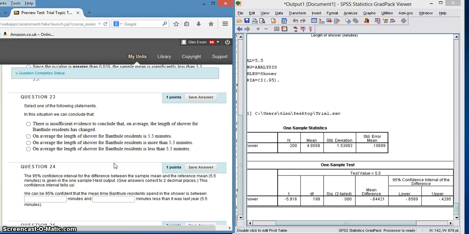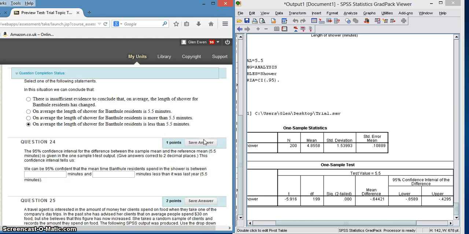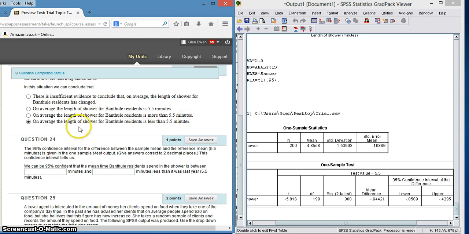Moving on to question 23. In this situation, we can conclude that on average, the length of shower for Banthil residents is 5.5 minutes. That's the one we want there. It's not insufficient. We've got evidence down here to say, yep, those scores are different. And residents is not more, it's not less. On average, the length of shower for Banthil residents is less than 5.5 minutes. Lucky we read through all the ones there, so hopefully you didn't make the same mistake as me there.